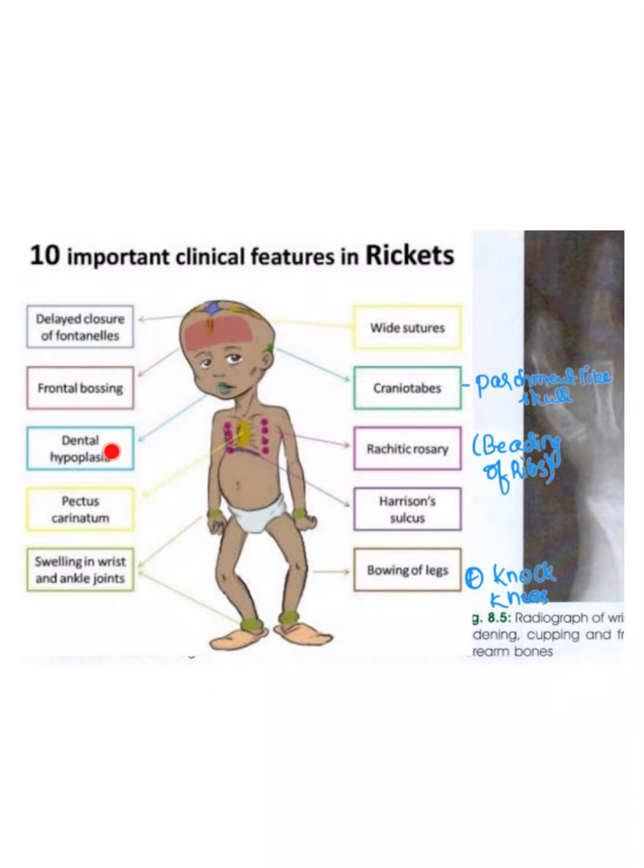And then in the dental region, there can be dental hypoplasia. In the chest region, there can be rachitic rosary, there can be pectus carinatum, and there can be Harrison sulcus. So in the chest region, there are three clinical features. And finally, in the wrist and ankle regions, swelling will be present, and in the knee region, there can be bowing of legs and knock knees.